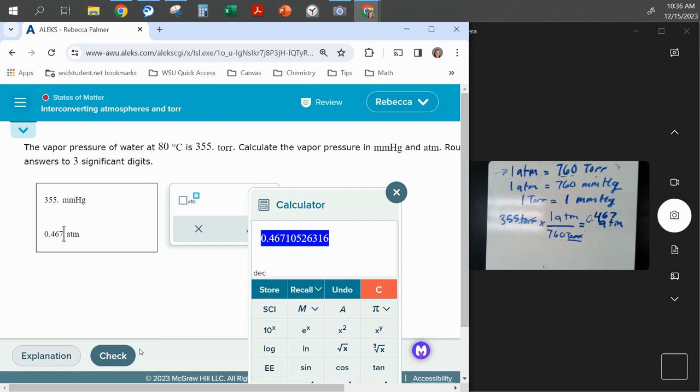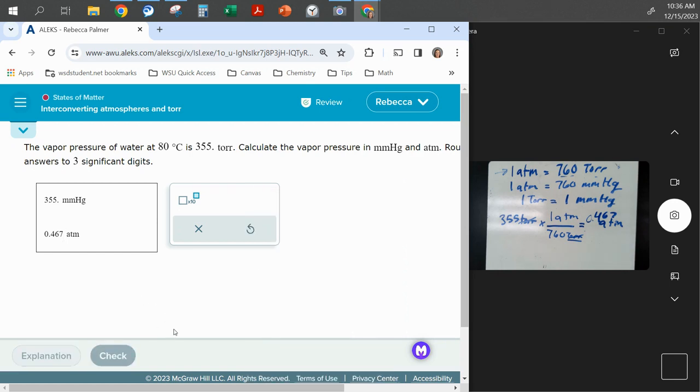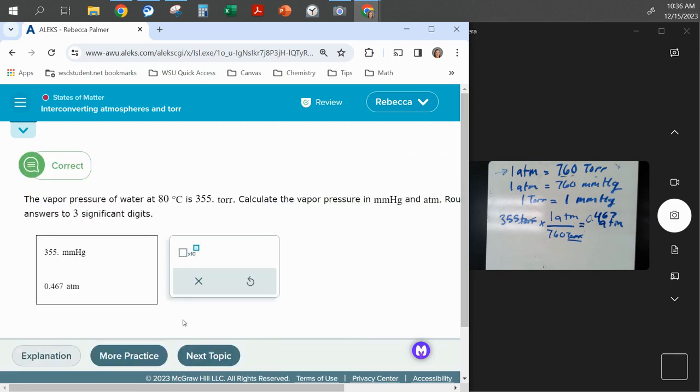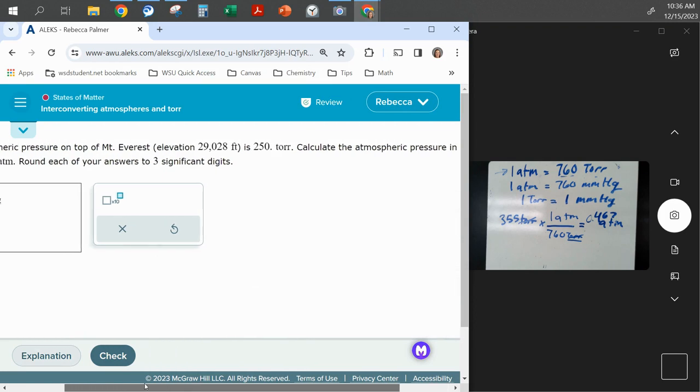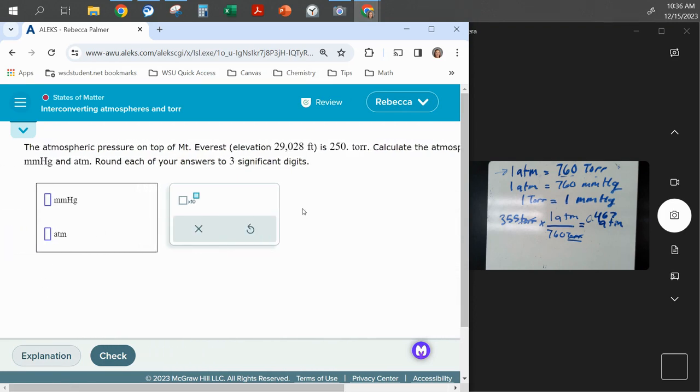Okay, questions on that? Do you want to do another one of these? Okay, let's do another one. All right, so there's some irrelevant information. The atmospheric pressure on top of Mount Everest is 250 torr. So this is the number we want. So I'm going to write that number down.